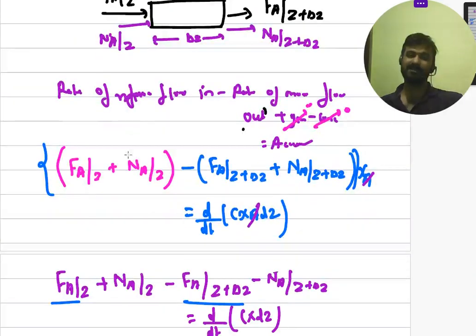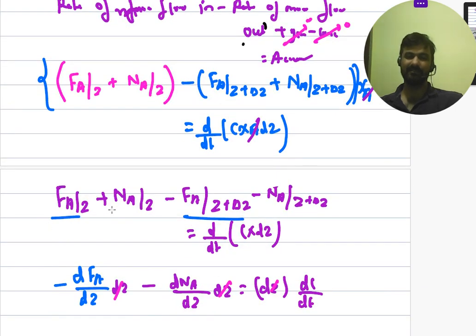So when we do the balancing, F_A at Z plus N_A at Z, minus F_A at Z plus delta Z, plus N_A at Z plus delta Z, into cross-sectional area, that is d by dt of the tracer balance, dN_A by dt. So N_A can be written as concentration into volume, and volume can be written as cross-sectional area into the thickness. So the cross-sectional area will get cancelled out. So finally you will get F_A at Z plus N_A at Z minus F_A at Z plus dZ minus N_A at Z plus dZ equals d by dt of C into dZ.